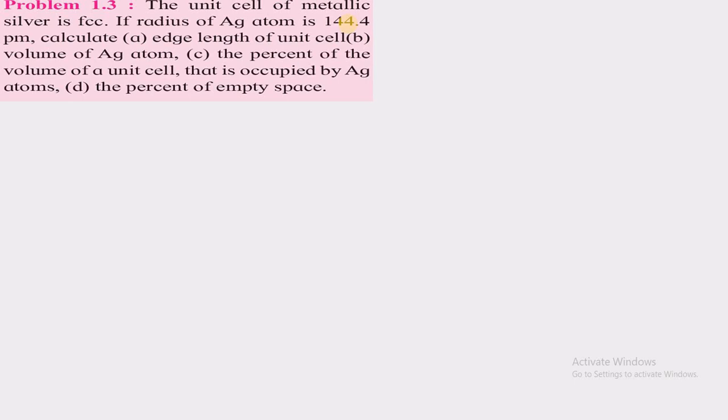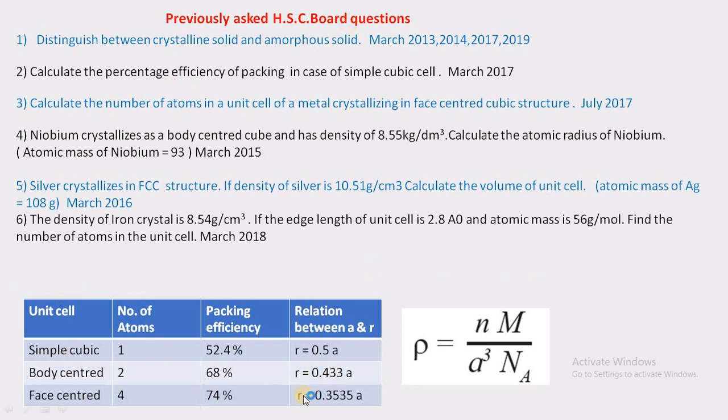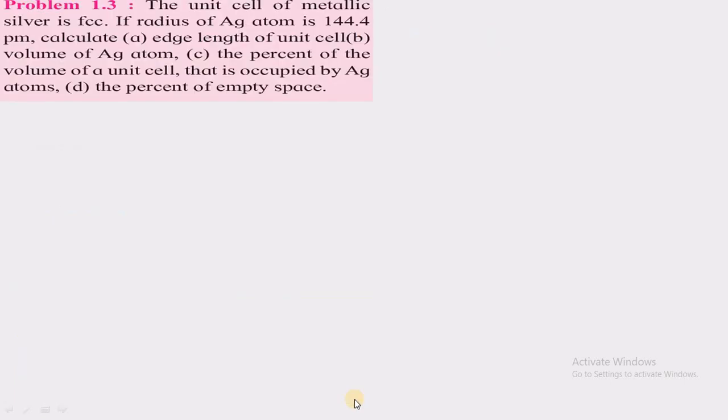Calculate the edge length of unit cell, and we know the relationship between edge length and radius in case of FCC. In the previous chart we have seen the relationship between R and A. For FCC, R is equal to 0.3535 A, and hence we will use this relation. Then the volume of Ag atom is 4/3 pi r cube, we can calculate it. The percentage of the volume of unit cell that is occupied by Ag atoms, that also we can calculate, because there are 4 atoms per unit cell in case of silver, and so we will multiply by 4 the volume of one particle.